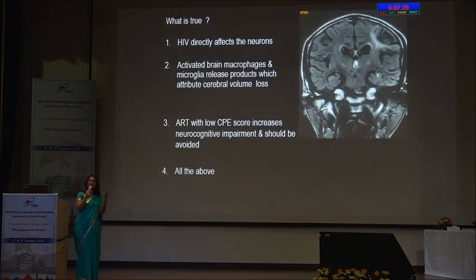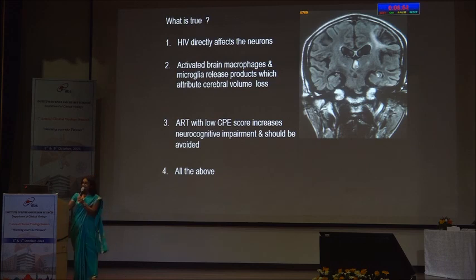Now, this is another aspect which is very interesting about HIV and, of course, the neurological manifestations. So what is true in this patient? HIV directly affects the neurons. Activated brain macrophages and the microglia release products which contribute to the cerebral volume loss. Antiretroviral therapy with low CPE score increases the neurocognitive impairment and should be avoided. All the above.